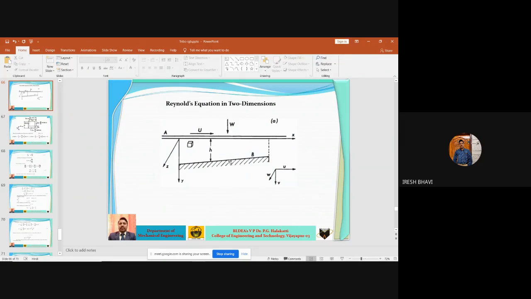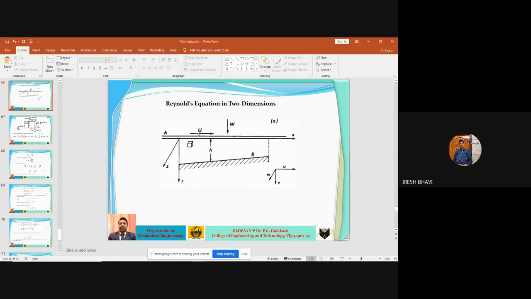This is one surface and this is another surface. Let us consider that this is the bearing surface and this is the shaft or journal surface. So shaft or journal surface will be moving, whereas the bearing surface will be fixed surface. Let H be the mean thickness of the oil film, lubricating oil film.